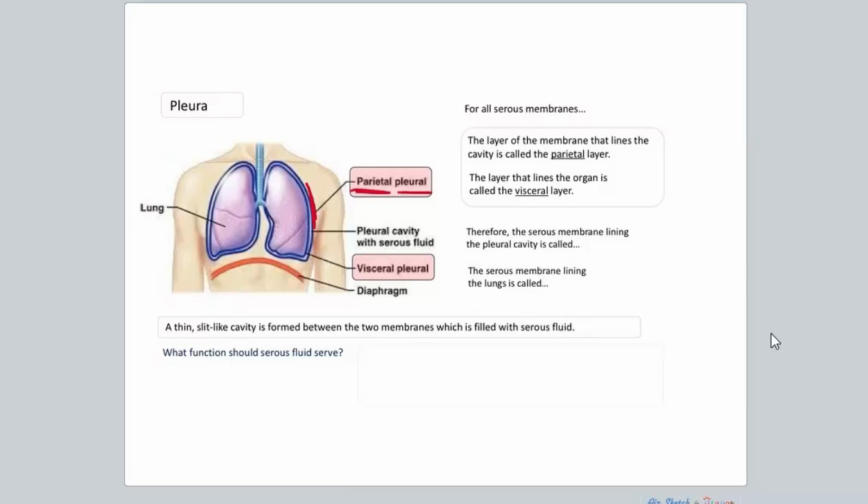It's called parietal because that's the name that we give to the membrane that lines the cavity, and the pleura is referring to the cavity that we find it in. So that's called the parietal pleura. And then we have this other layer of membrane that actually lines the lung. The layer of the serous membrane that lines the actual organ is called the visceral layer, so this is going to be called the visceral pleura. Visceral because it's lining the organ, pleura because it's in the pleural cavities.